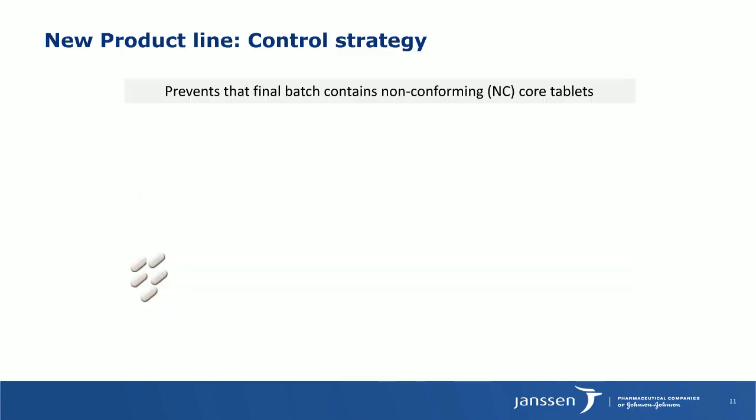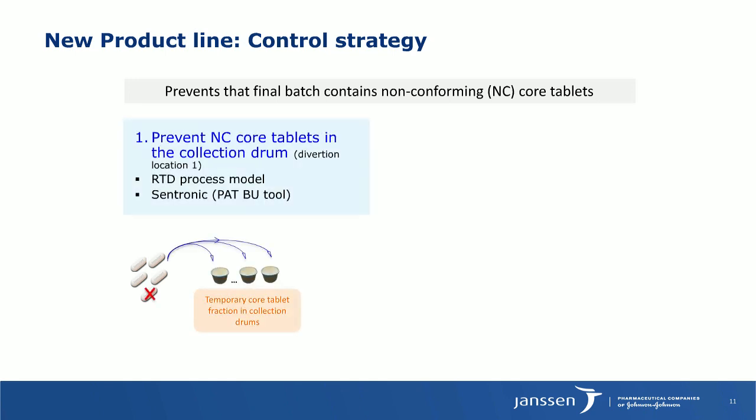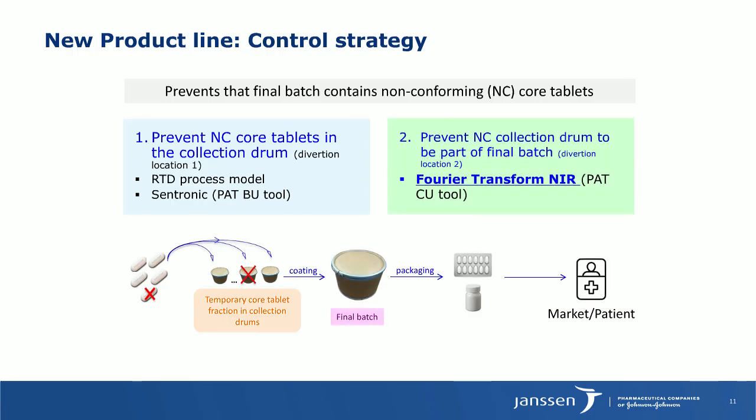Now, let's take a look at our control strategy. Our control strategy just means preventing the final batch from containing non-conforming core tablets. As mentioned, there are 2 diversion locations. First of all, prevent those core tablets from coming into the temporary collection drum. We use the RTD and the Sentronic for this. And second of all, prevent a collection drum with non-conforming tablets from becoming part of our final batch and being released to the patient. And therefore we use the PAT-CU tool itself.